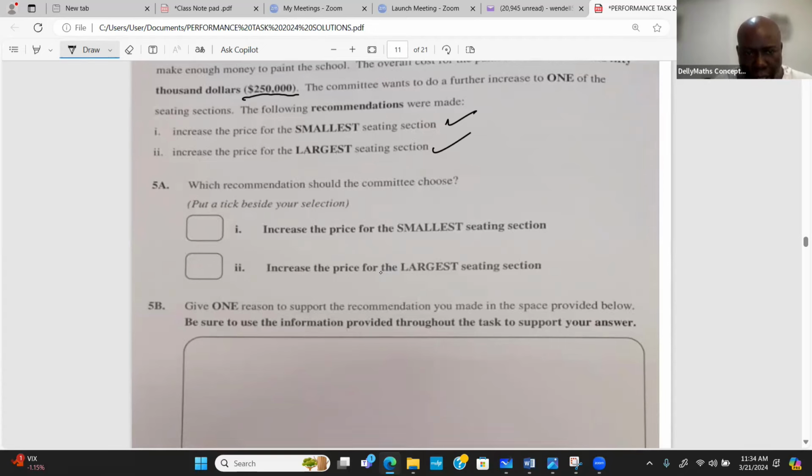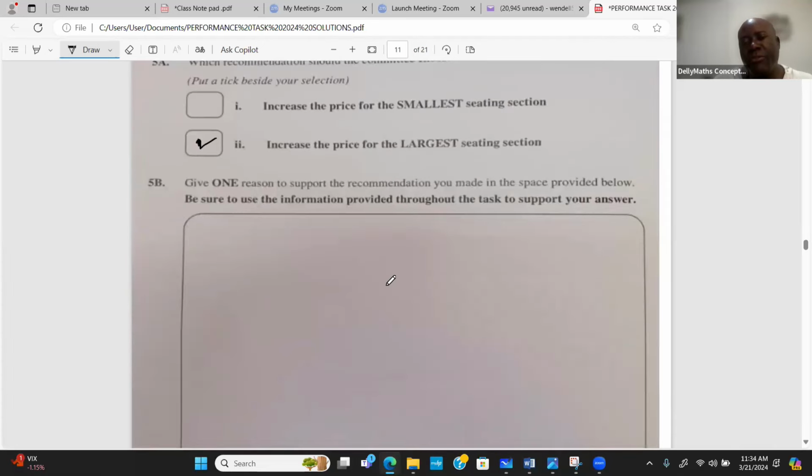Let us say I'm taking the one with the increase the price for the largest seating. In other words, I'm focusing on the cheap one, which is 120 seats. This is the largest seating, with a seating of 120 seats. It says give one reason to support the recommendation you made in the space provided. Be sure to use information provided throughout.